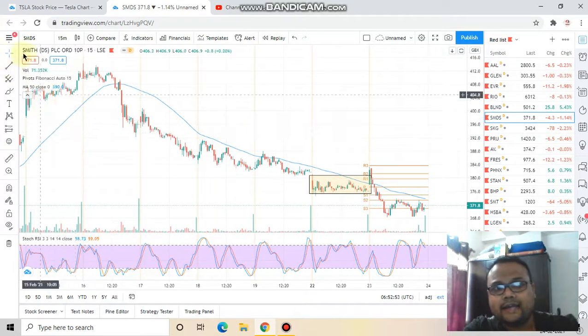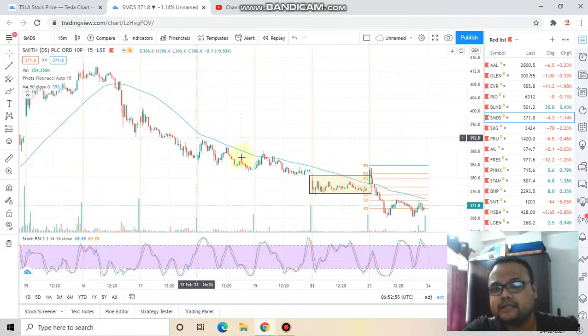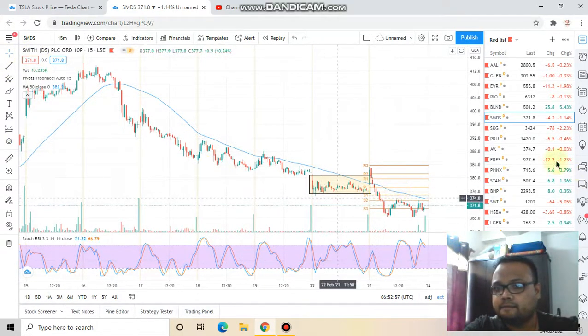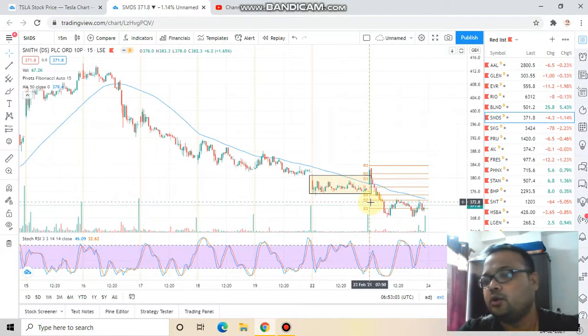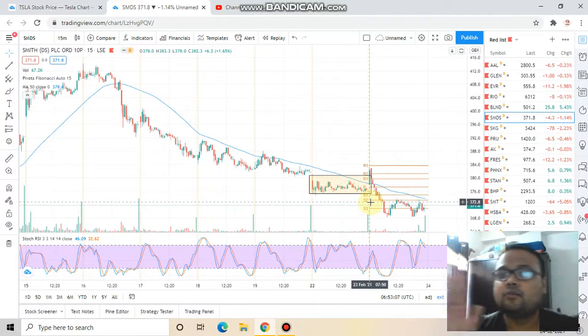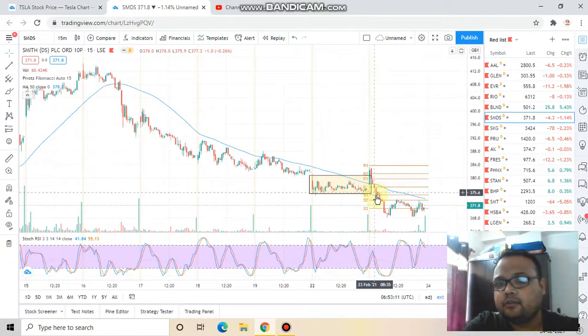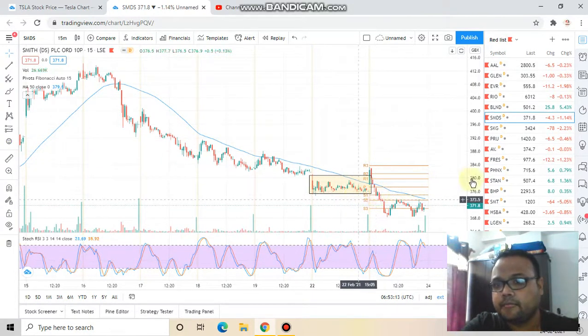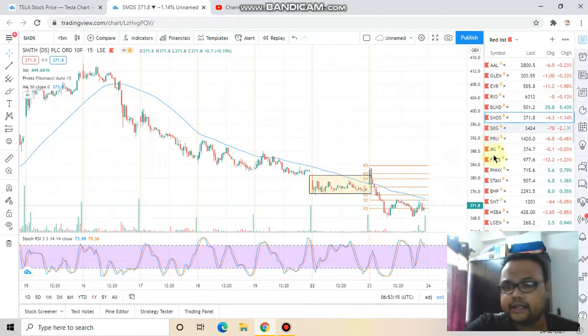Yesterday I recommended Smiths, SMTS, and see how beautifully it went. I remember the logic I told you: the market always moves from higher volatility to lower volatility and lower volatility to higher volatility. And see, the market gave a beautiful move. Anyways, the next stock for the day is HSBC Holdings.